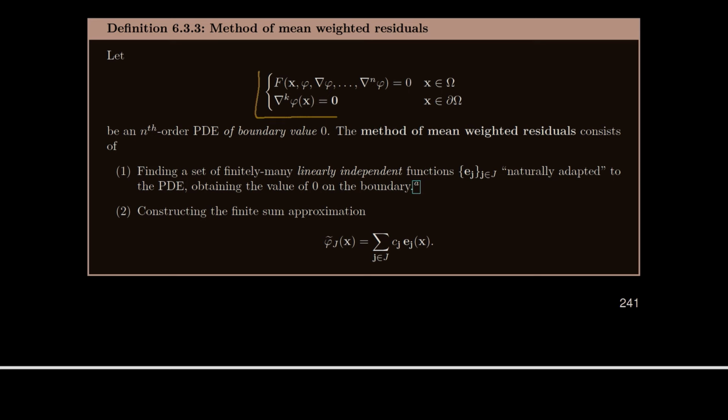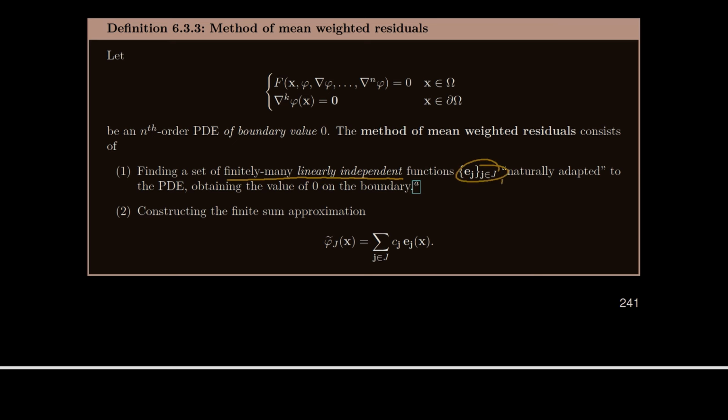So what is going to happen in this method of mean-weighted residuals is I'm going to start with a PDE with 0 boundary values. And you'll notice that's number 1 important, but number 2 achievable because of my boundary zeroing. So we've got a 0 there for all of the boundary values on my PDE. What we do for the method of mean-weighted residuals, very easy to say, is we're going to find a set of finitely many linearly independent functions. This is going to be our basis.